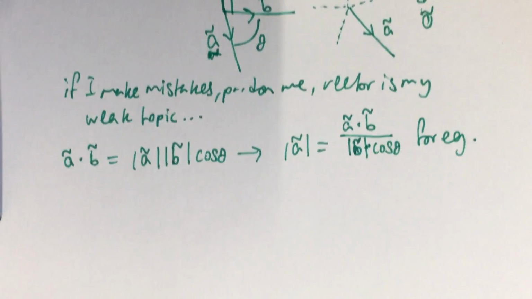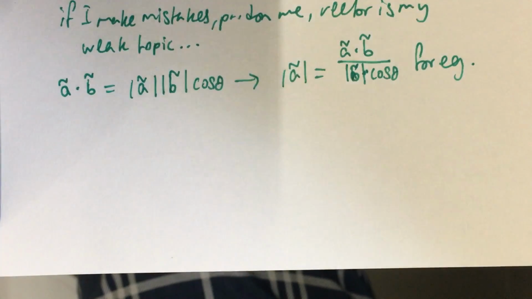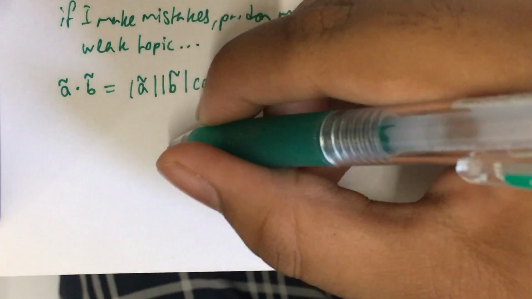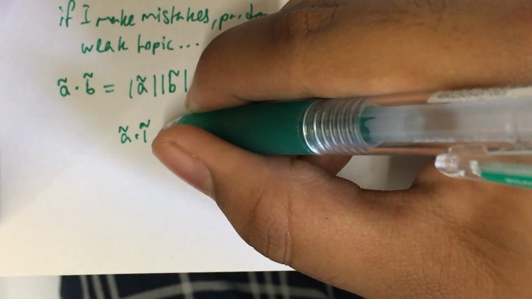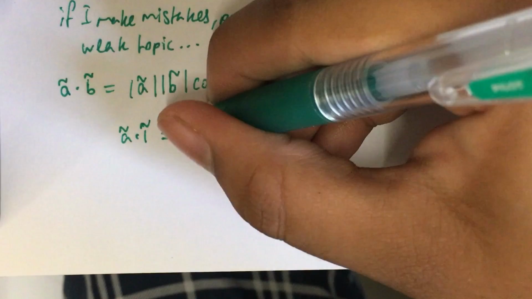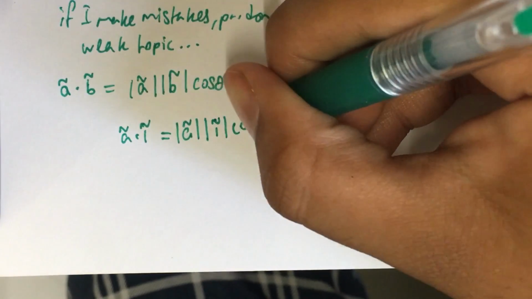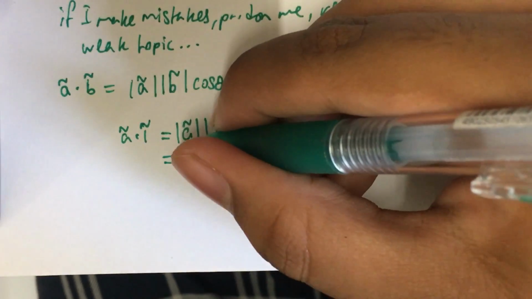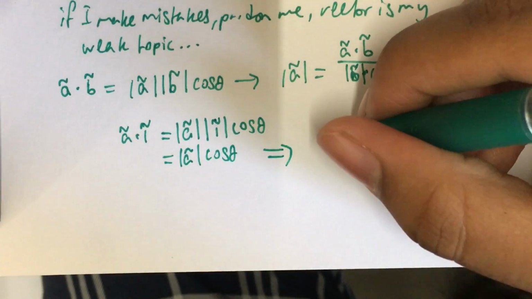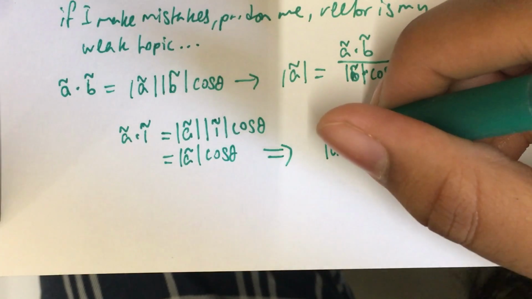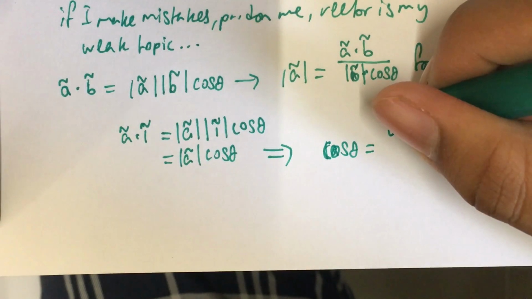In this scenario, the magnitude of, well, for example, a vector A dot, say I, for example, A dot I will be equal to magnitude of A times 1, because the magnitude of I is 1, and then times cosine theta, and therefore cosine theta is equal to the dot product of A dot I over the magnitude of A.